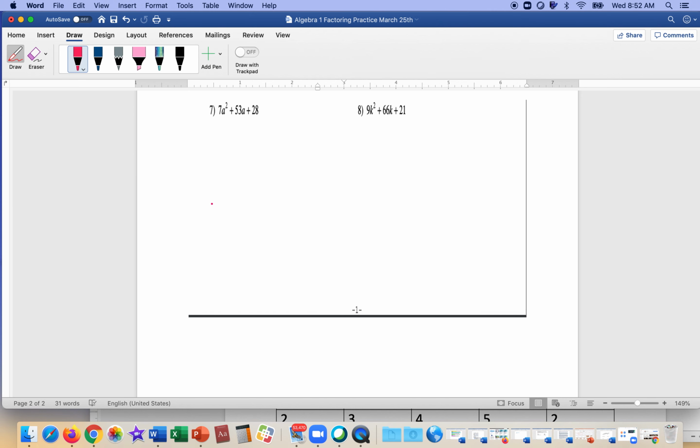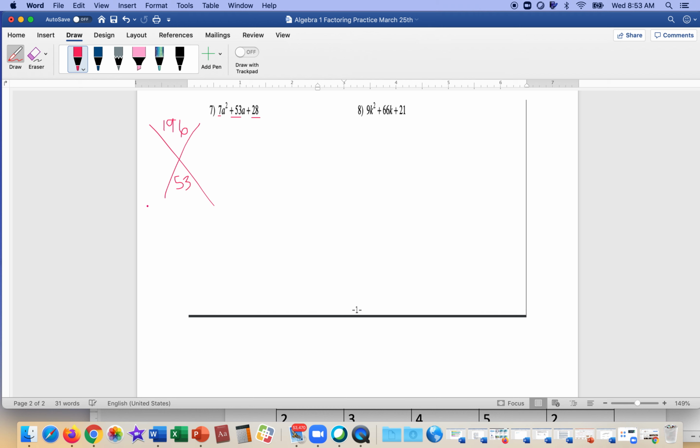One, we're looking for combinations that multiply to a times c. So 7 times 28. You're always looking for trinomials, first of all, to see if there are any common factors that come out. But 7, 53, and 28 don't have any values that will come out first. So we have a times c. So 7 times 28 is 196. We need two numbers that multiply to 196 and that add to be 53.